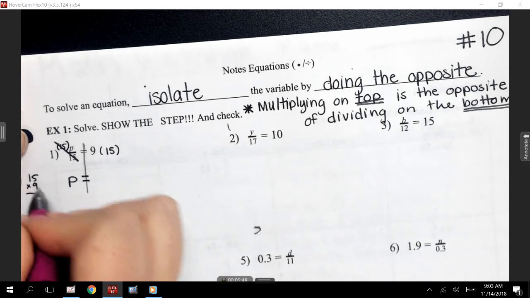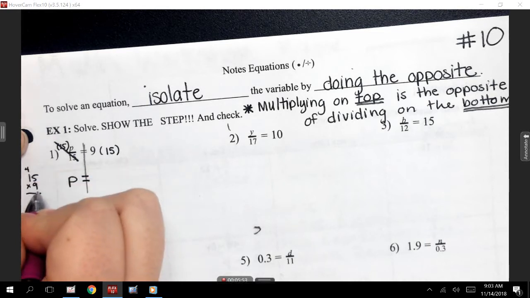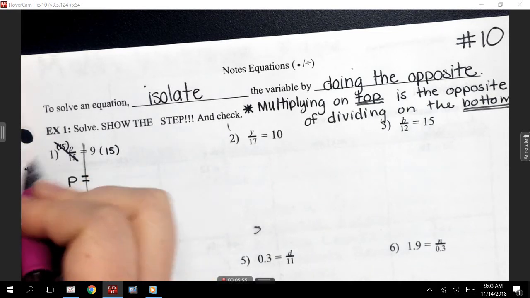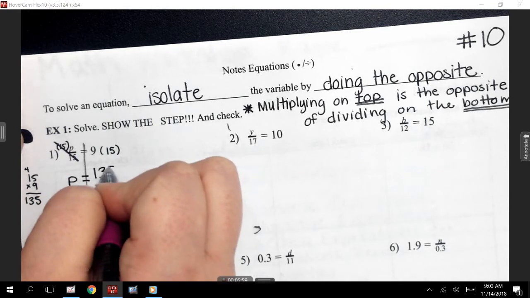All right, 9 times 5 is 45. Carry my 4. 9 times 1, 9 plus 4, 13. So I get P equals 135.